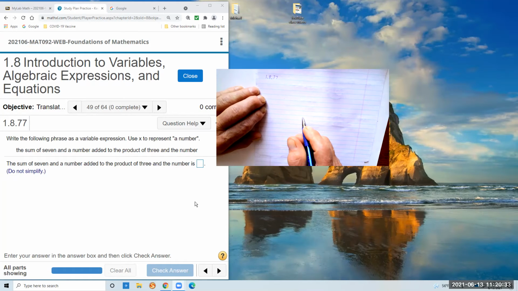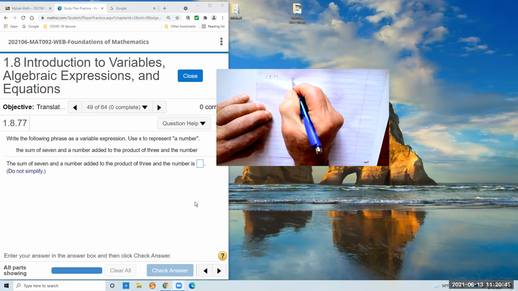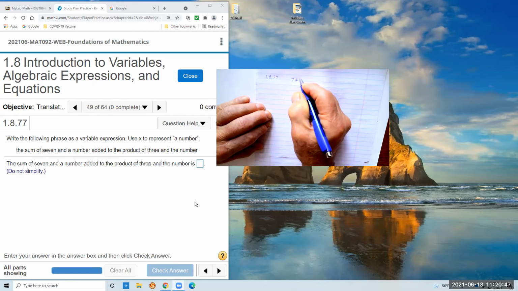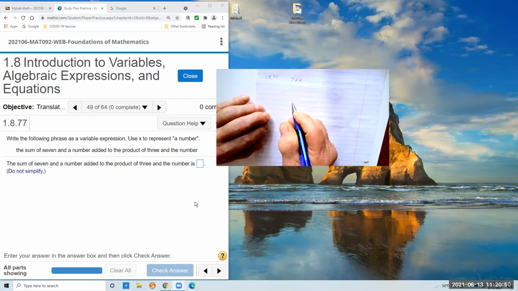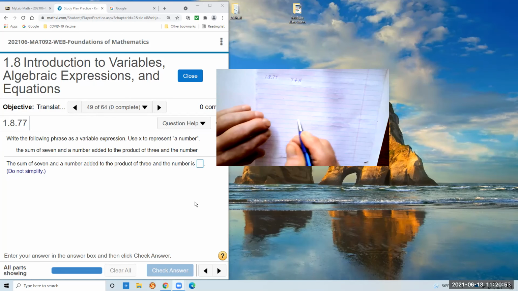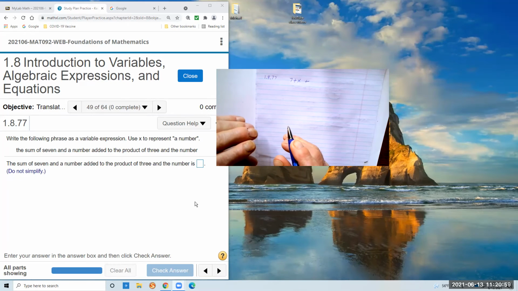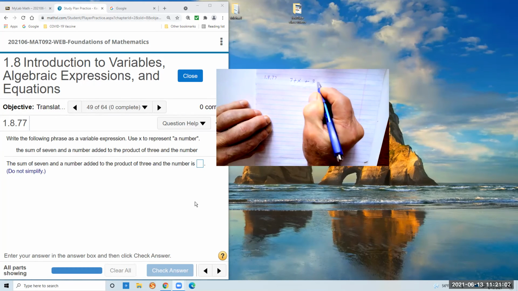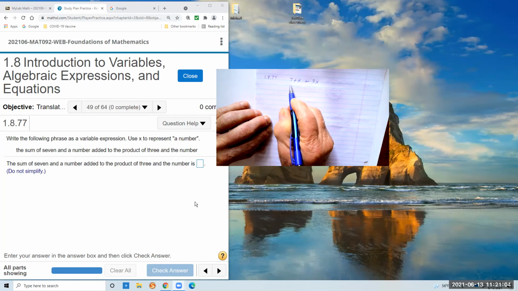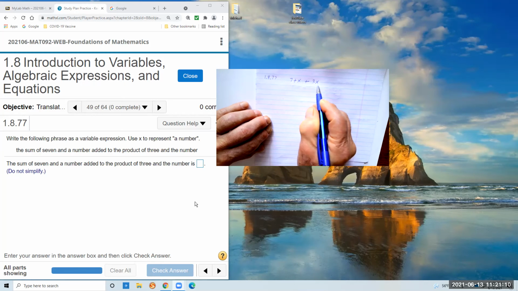It's almost like being an actor on a stage. You need to pause to see the reaction of the audience. So reading it again, the sum means add of what? 7 added to a number. The number is x. The sum of 7 and a number, that is going to be added to a product of 2 quantities, and the quantities are 3 and the number. So we're summing 7 and the number, and that sum is then added to a product, 3 times x.